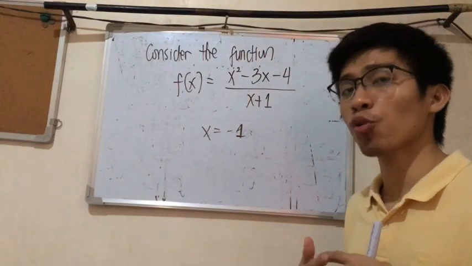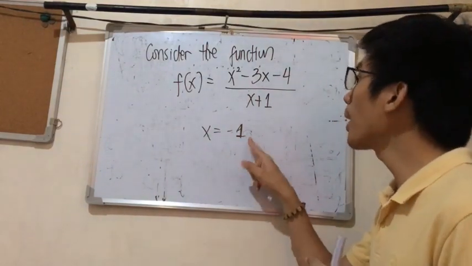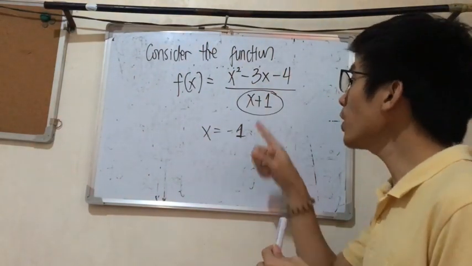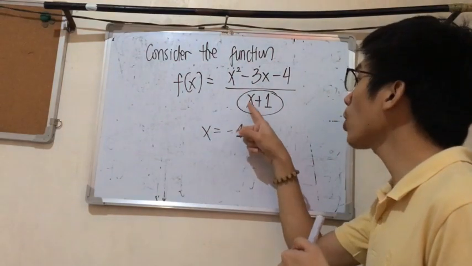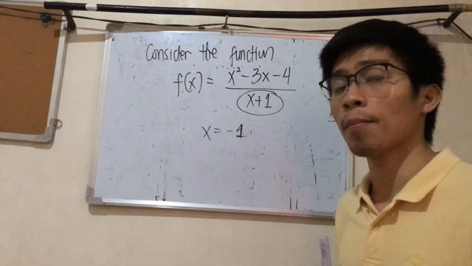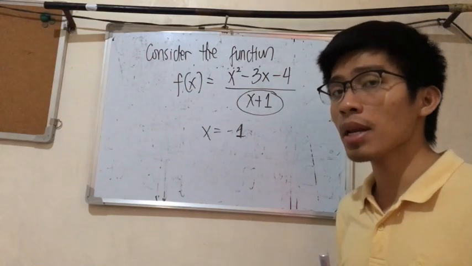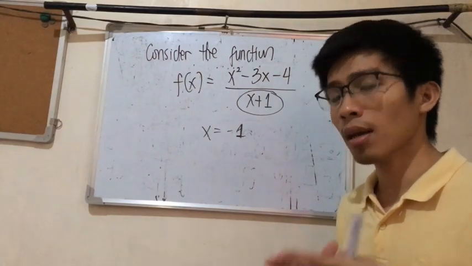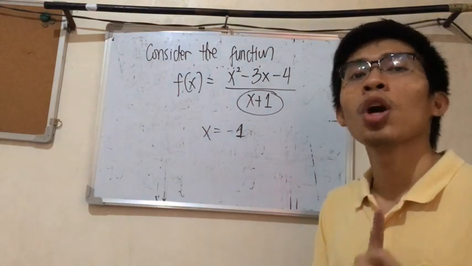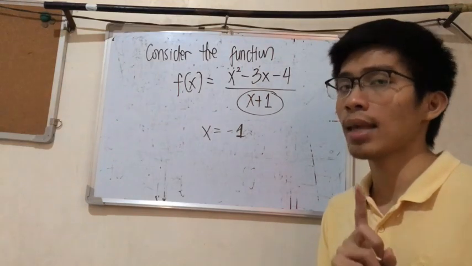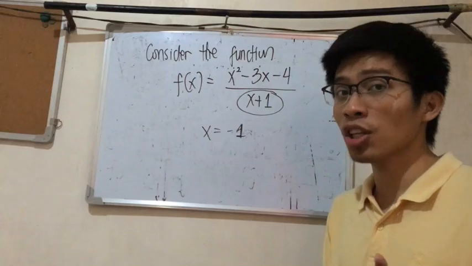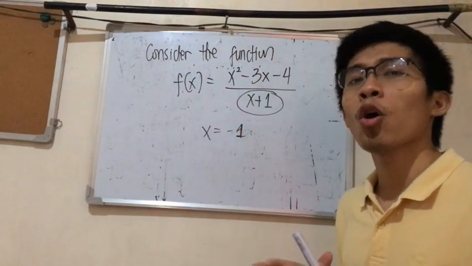Again, why are we trying to avoid negative 1? Because as you can observe, that is your denominator. Once your x is negative 1, negative 1 plus 1, that is 0. And your denominator will become 0. And if your denominator becomes 0, therefore your function is undefined, and that's a big no-no. We are trying to avoid that point. In short, this function is not continuous at negative 1.